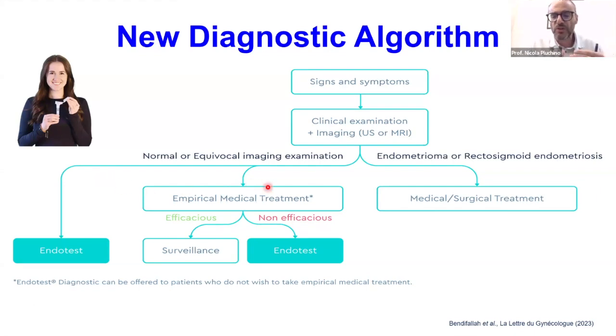Another possible pathway is to start an empirical medical treatment as suggested by the ESHRE. And again, if the symptoms are improved by the medical treatment, or if they are not improved, we can again provide the test for the diagnosis of endometriosis in order to be really sure that we are not over-diagnosing and not over-treating a patient who is not responsive because the patient does not have endometriosis.